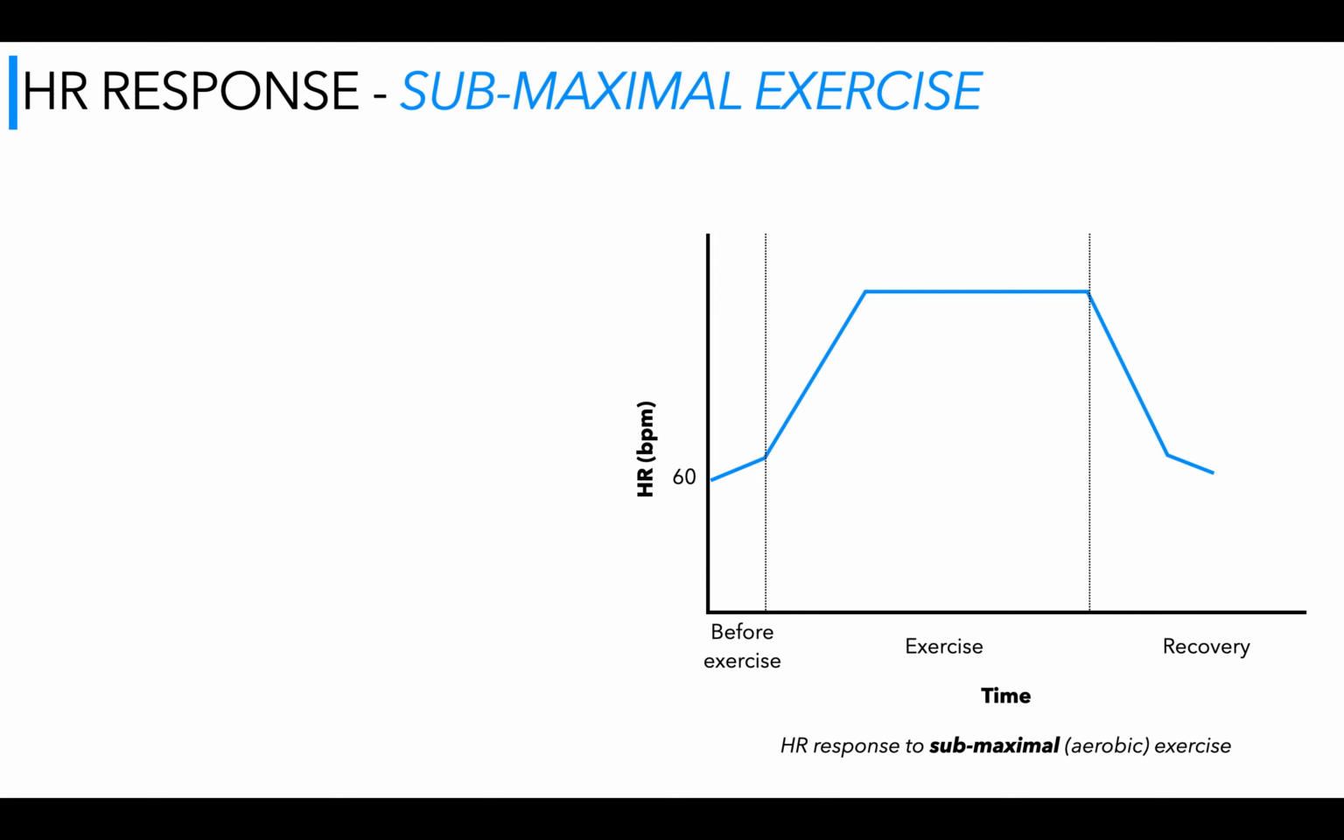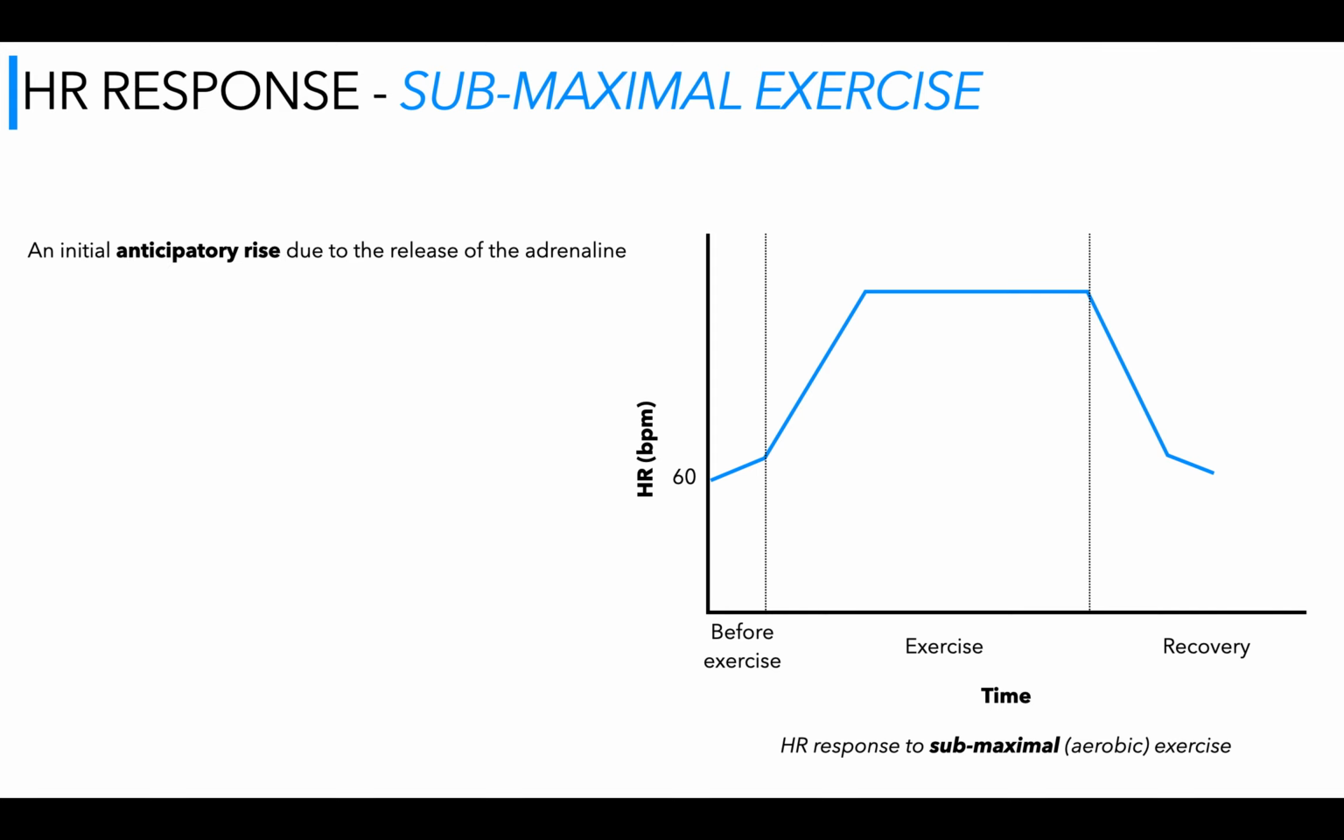Okay, first up, heart rate response to submaximal exercise. So as you've seen there on the graph caption, heart rate response to submaximal, and I've put in brackets there, aerobic exercise. So I already know we're working aerobically by thinking submaximal. So what we need to do here is unpack what's happening in this graph. And this is quite a common one you'll be asked to analyze.